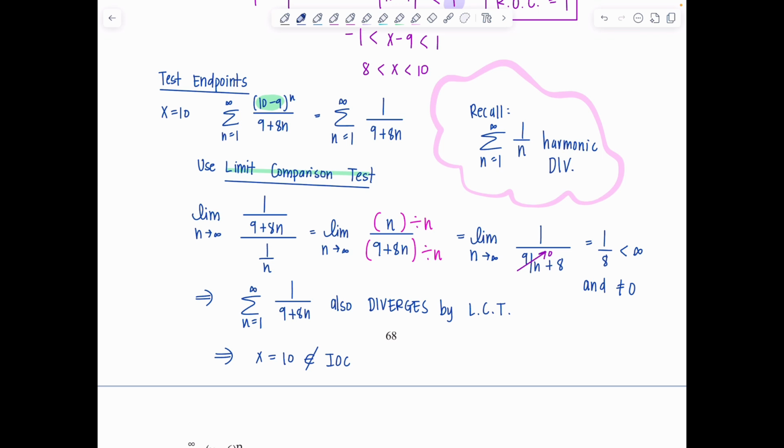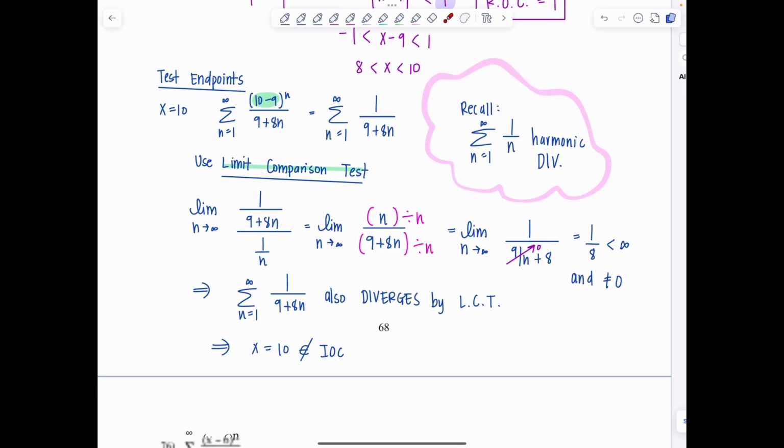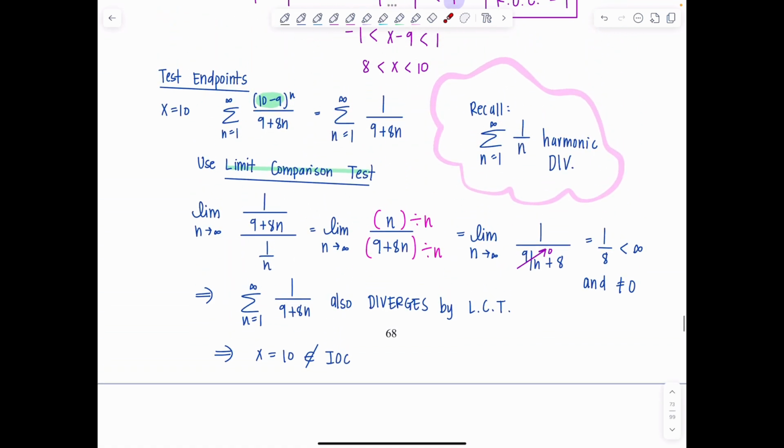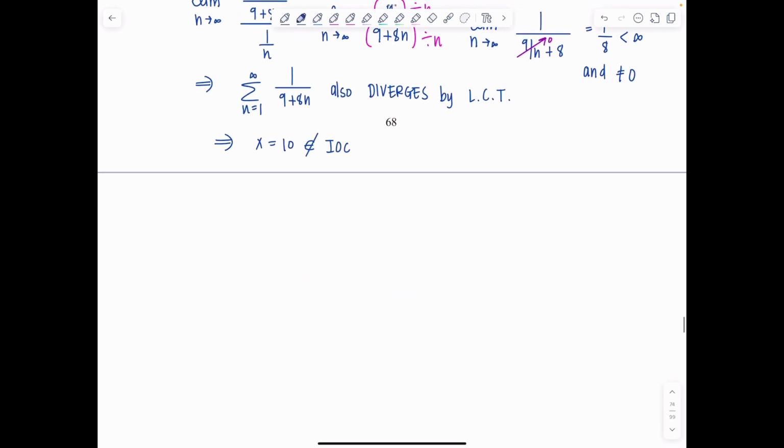So when I substituted x equals 10 into my series, it diverged. So then it's not going to be inclusive here. I know for sure x has to be strictly less than 10. It can't equal 10. But I have one more endpoint to check, and that is x equals 8, right? So now let's test that endpoint. I'm going to substitute in 8 there for x.